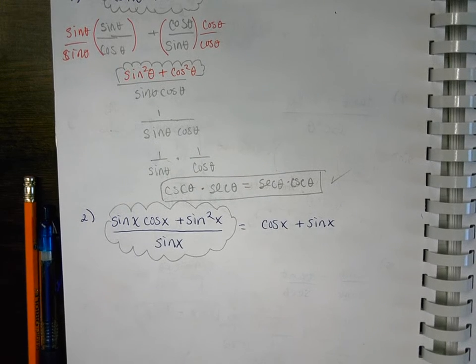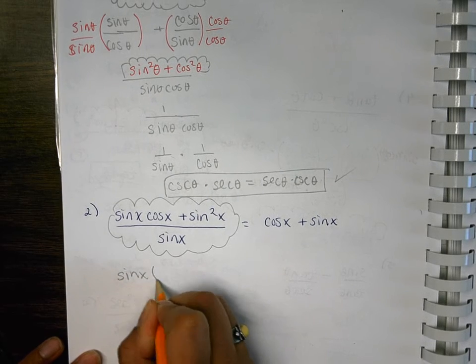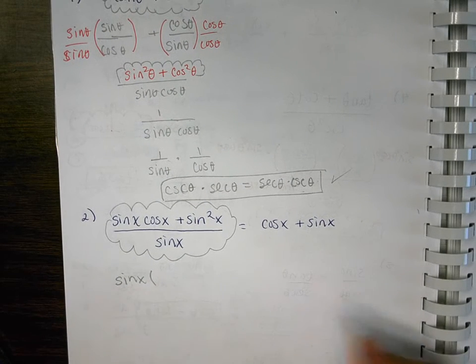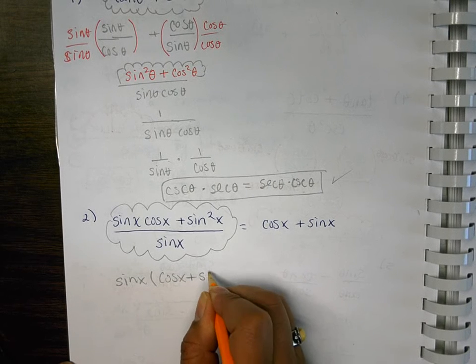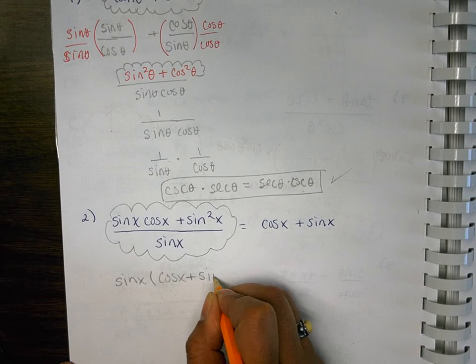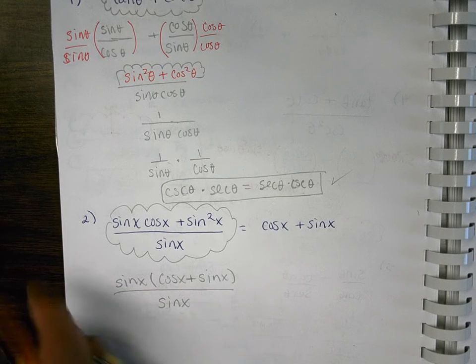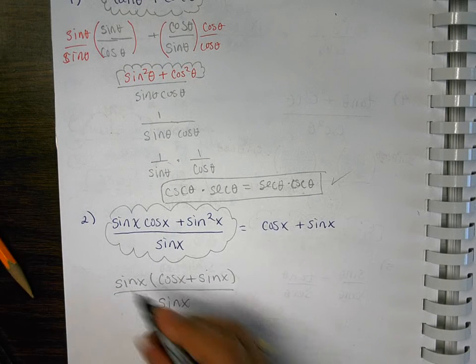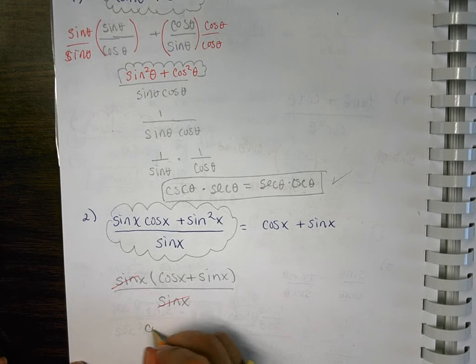I GCF the sine of x. All right, sine of x, because they both had at least one. Okay, keep going. Cosine plus sine x is going to be in parentheses. Cosine plus sine x. Yes. Over sine x. So on the sine of x. And what are we left with? Cosine plus sine x.